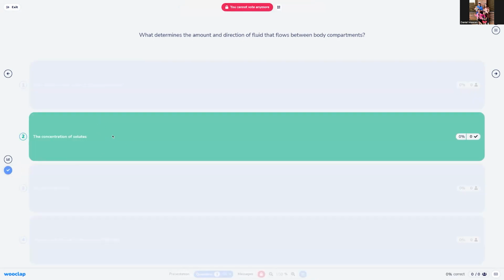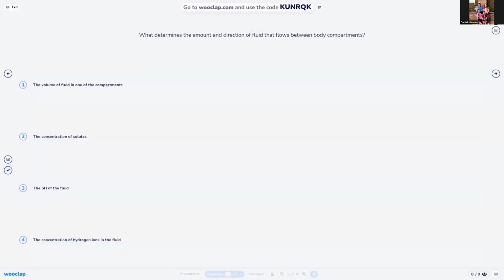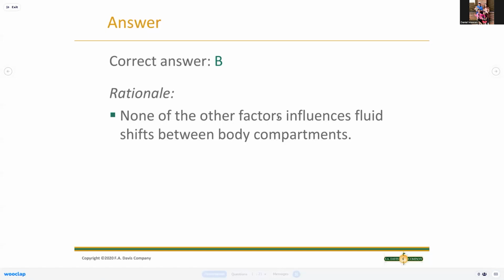Concentration of solute. So that's going to determine the flow of water, whether we're going in the cell, out of the cell. Concentration of solutes. Water wants to osmosis and equalize it. Again, none of the other factors influence.